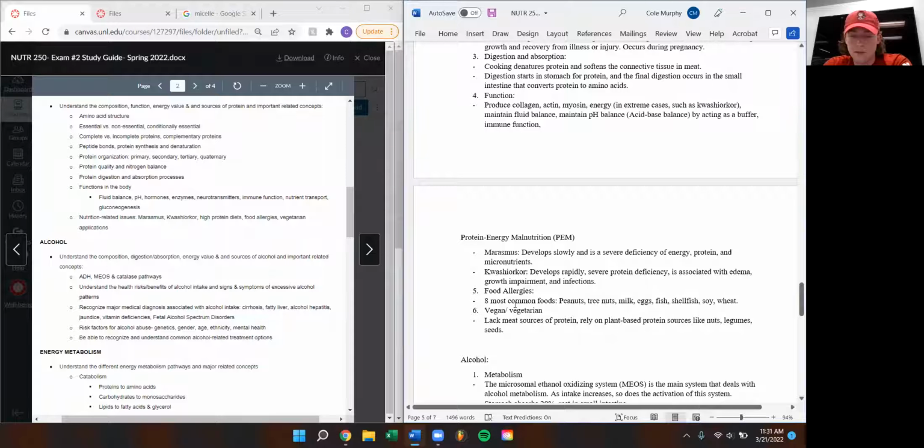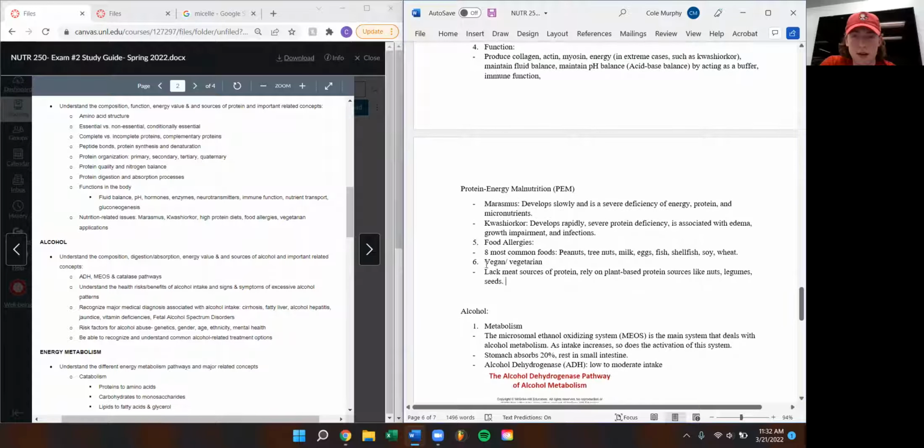And then knowing food sources for all of these. I mean, for wheat and soy, knowing examples of those is going to be important for the test. So if you're given a list of foods, which would be the most likely to cause a food allergy reaction or something like that. So knowing examples, knowing these foods is going to be important.